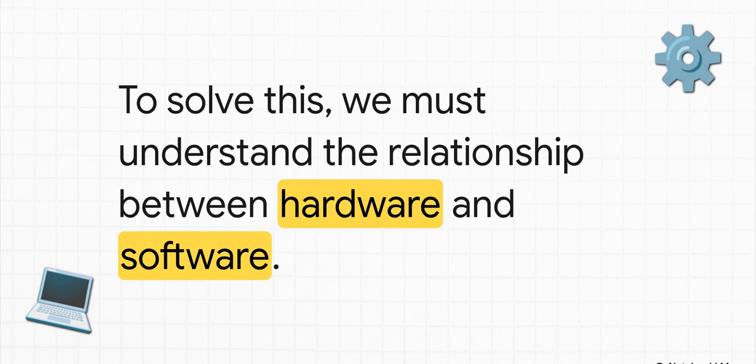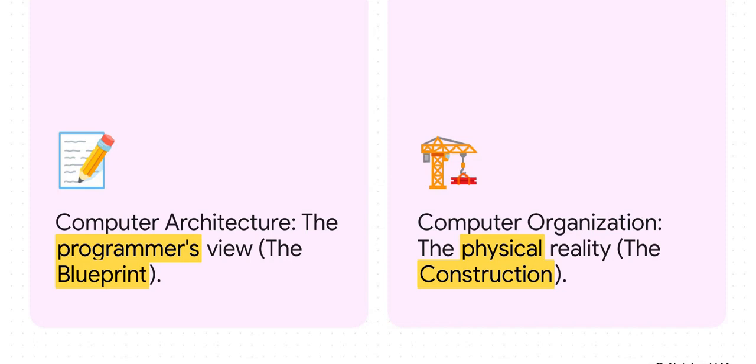To really get it, we've got to go deeper. We need to look at the relationship between the program itself, the software, and the actual physical machine it's running on, the hardware. Okay, so a great way to think about this is like building a house. On one hand, you've got computer architecture. This is basically the architect's blueprint, right? It's the grand design, the plan, what the house should do. Then, on the other hand, you have computer organization. And that is the actual construction. We're talking the specific bricks, the way the pipes are laid out, the physical reality of the building.